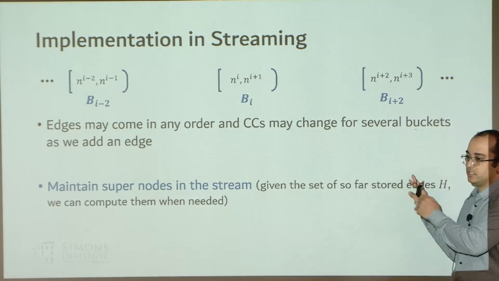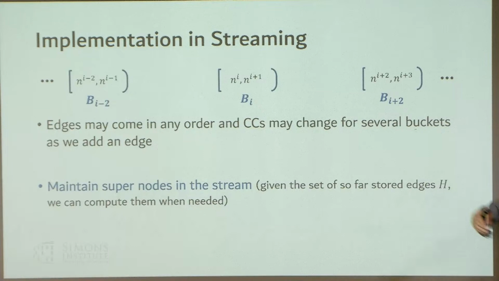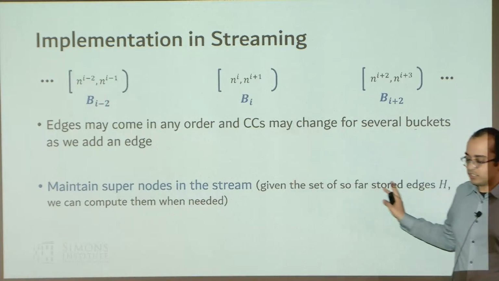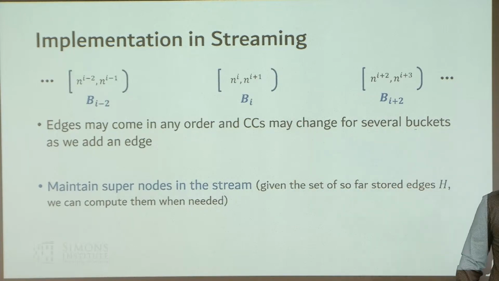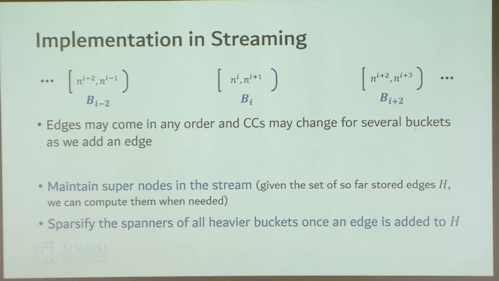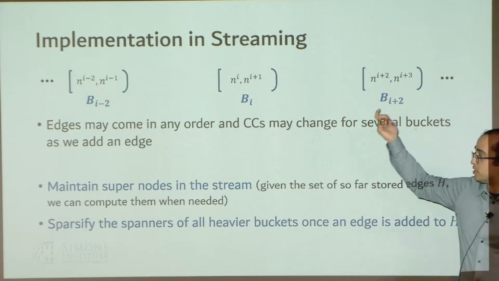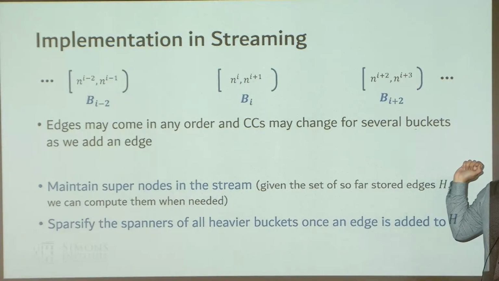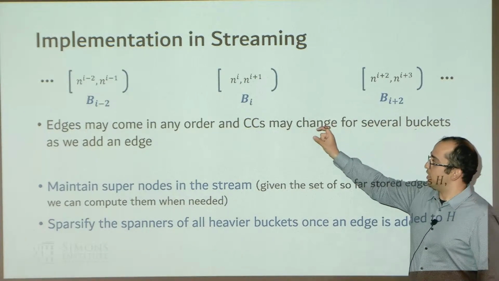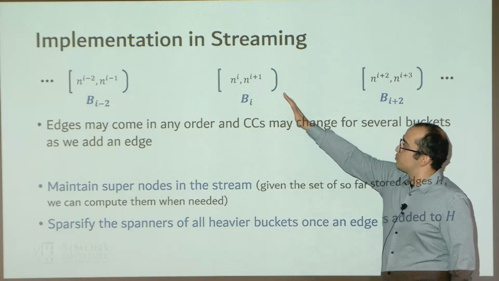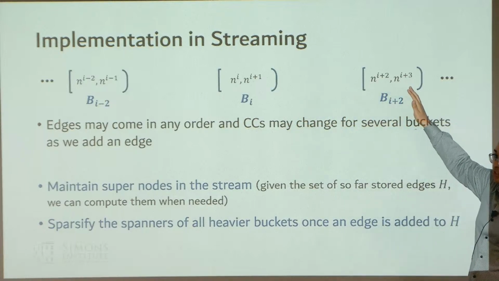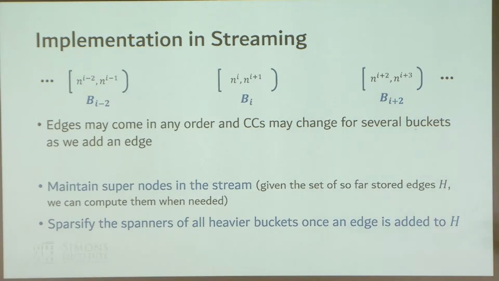For any bucket B_i, we can just compute its super nodes. We can just get rid of the heavy edges and compute the super nodes. And similarly, the important thing here is that once an edge is added to this spanner, for instance, I decide to keep an edge e that belongs to B_i, I need to sparsify all spanners in the heavier buckets as well. And that can be done in streaming.